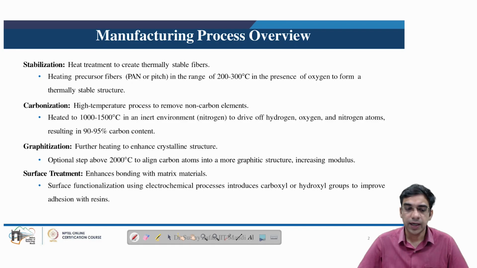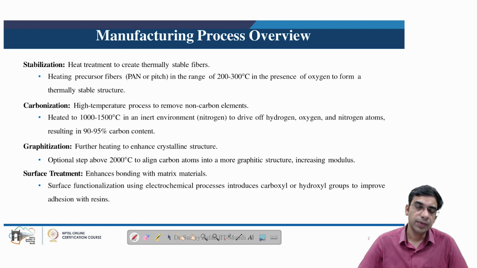So in this regard, the manufacturing process starts with the stabilization process. The stabilization is basically a heat treatment process which can create thermally stable fibers. The heating of the precursor, that is either PAN or pitch, is done in the range of 200 to 300 degrees Celsius in presence of oxygen to form a thermally stable structure.